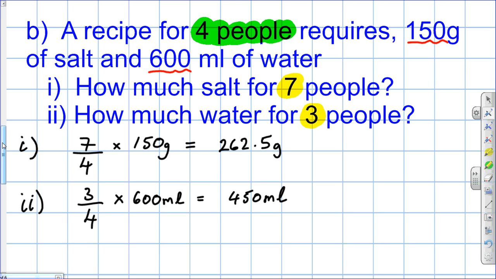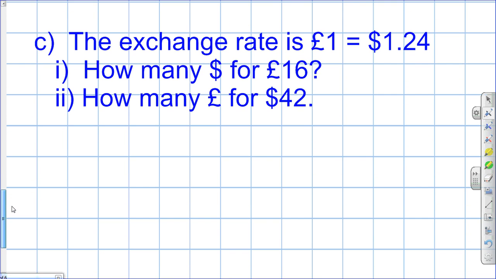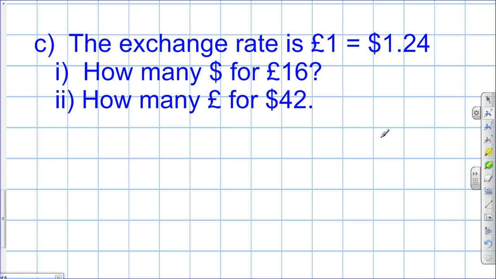Right, similar approach to solving currency problems. The exchange rate is £1 for $1.24. And the 2 subparts are how many dollars for £16 and how many pounds for $42. Let's start with subpart 1.